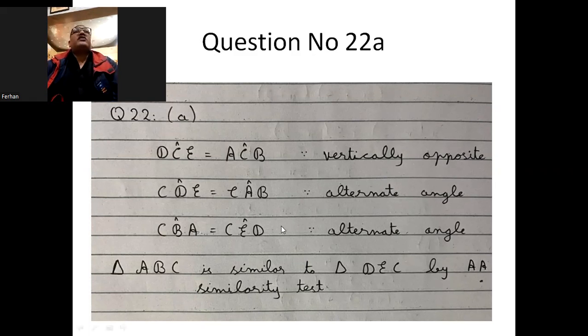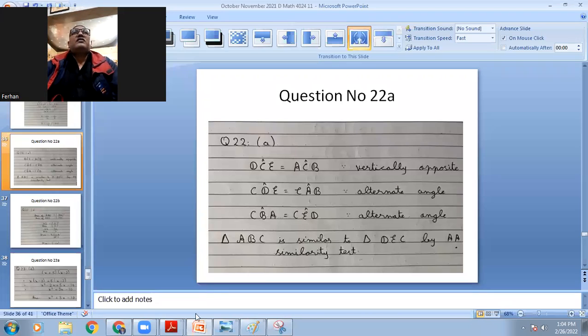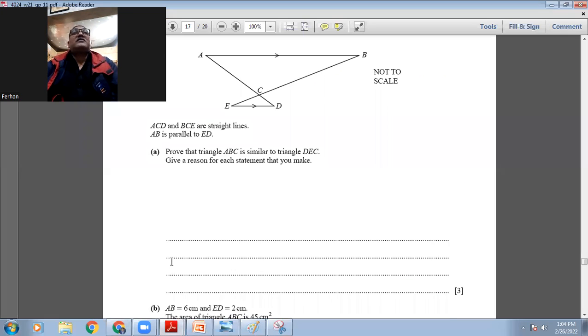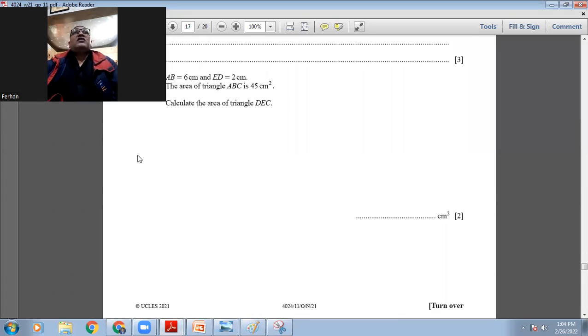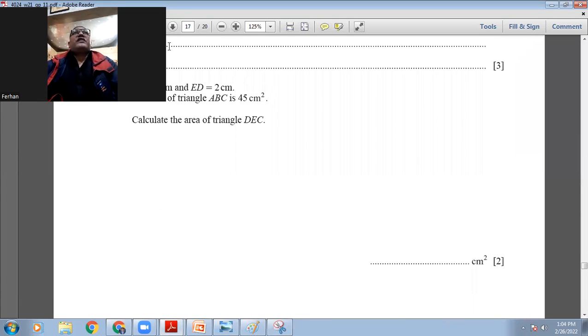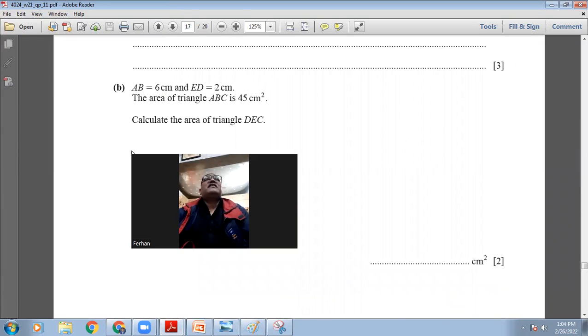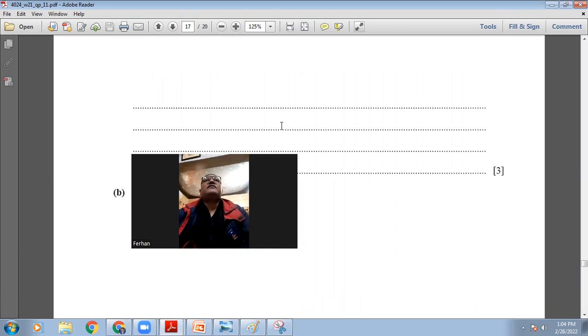So let's move on. Hopefully you understand, this argument writing is very important. Okay, so the next question is coming up on your screen, try to understand. He says AB is 6 centimeter and ED is 2 centimeter. The area of the triangle ABC is 45 centimeter. Calculate the area of the triangle DEC.